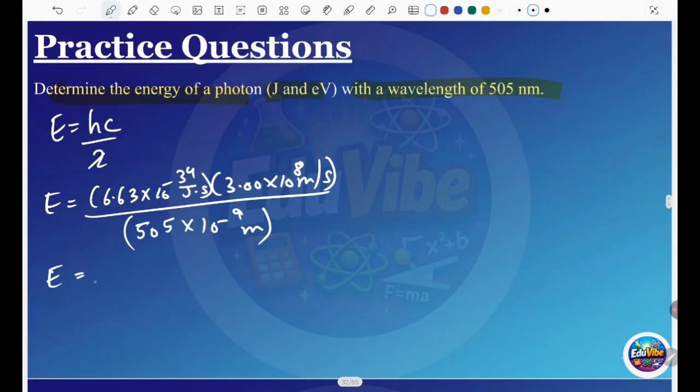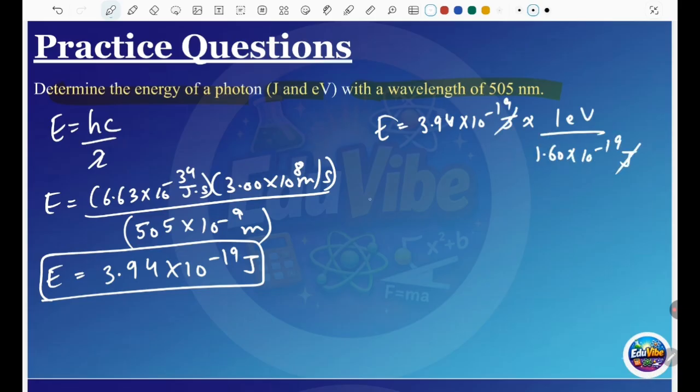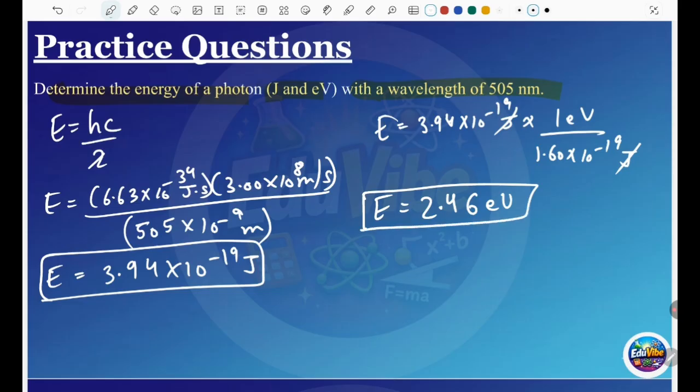When you solve this, you get about 3.94 times 10 raised to power minus 19 joules. This is a rounded value. To convert this into eV, you have to divide 3.94 times 10 raised to power minus 19 joules by 1.60 times 10 raised to power minus 19 joules per eV. Joules cancel out, and when you solve this, you get about 2.46 eV. This is again a rounded value.